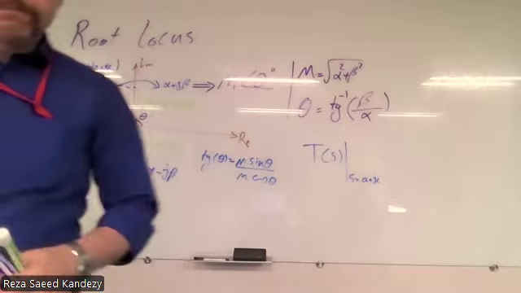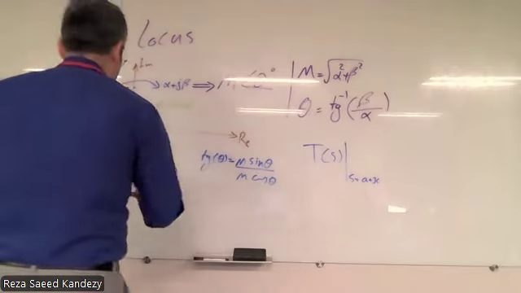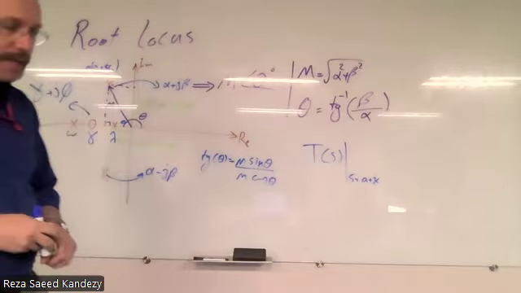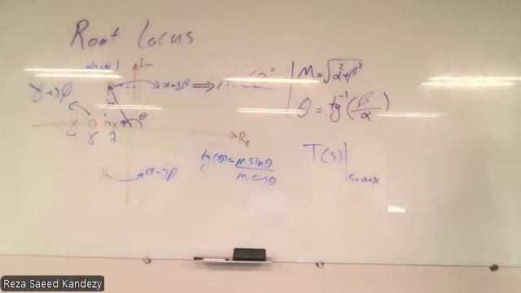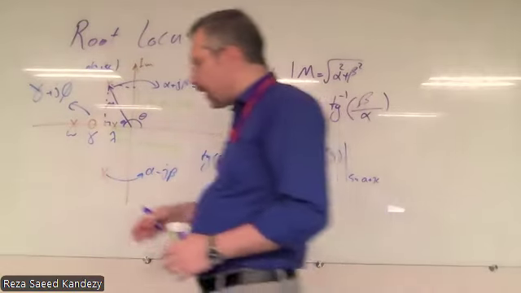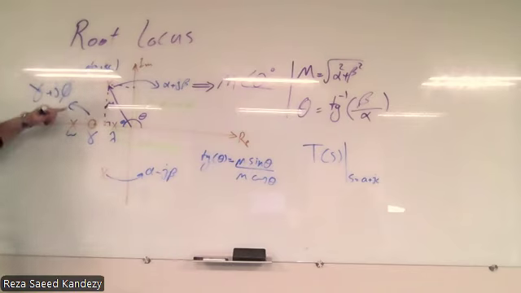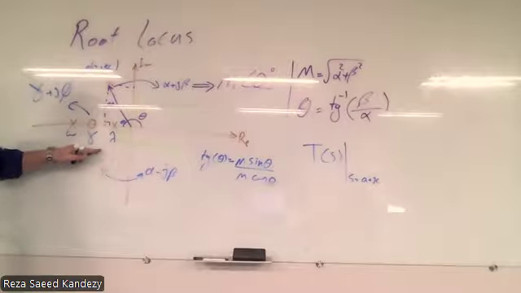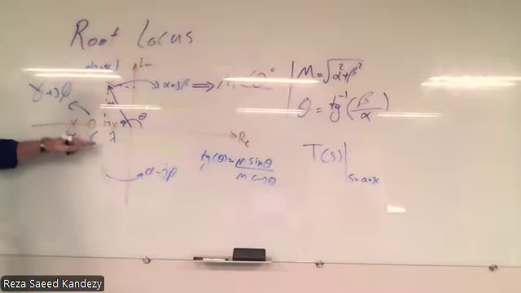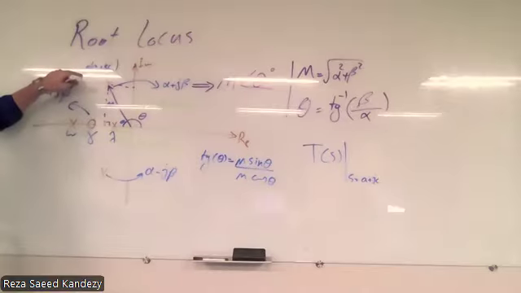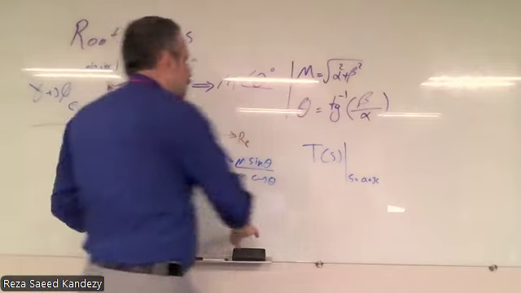Now, one of the properties or advantages that the root locus technique has is that we can use the phasor representation of the relation between each of the poles and zeros in our graph with that specific point, and find out the value of T of S. Now, let me show it by an example.